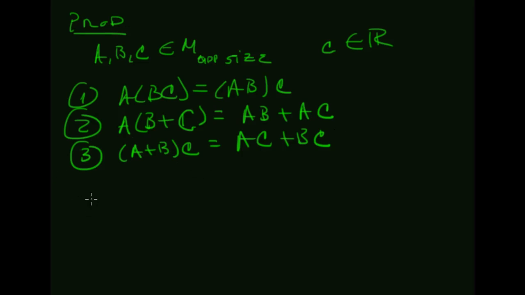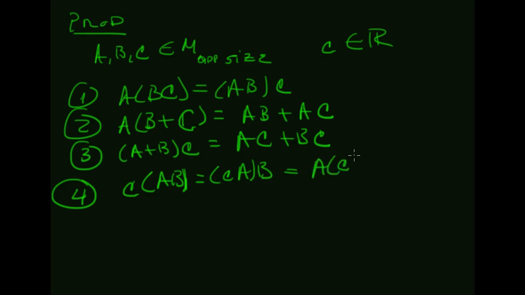We also get a distribution of a scalar, kind of an association of a scalar actually. So C times AB is the same as CA times B, which is the same as A times CB. You can only scale one of the matrices, don't scale both, because otherwise you have some issues here. All right, so let's keep going.